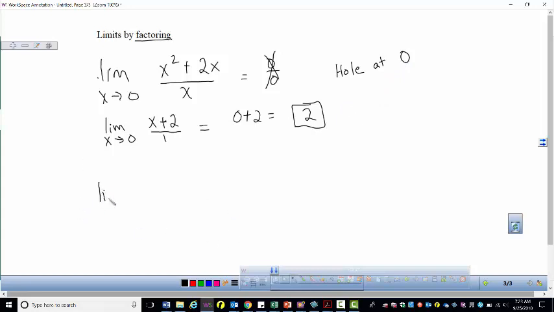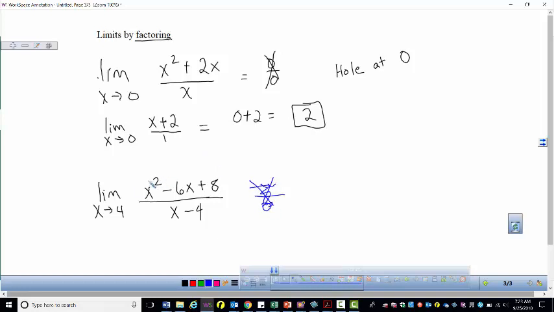Let's look at the limit as x approaches 4 of x squared minus 6x plus 8 over x minus 4. So first thing, try plugging in the number. If I plug this 4 in, I can tell in my denominator, 4 minus 4 is 0 on the bottom. So that doesn't work. So it means I have to do something different.